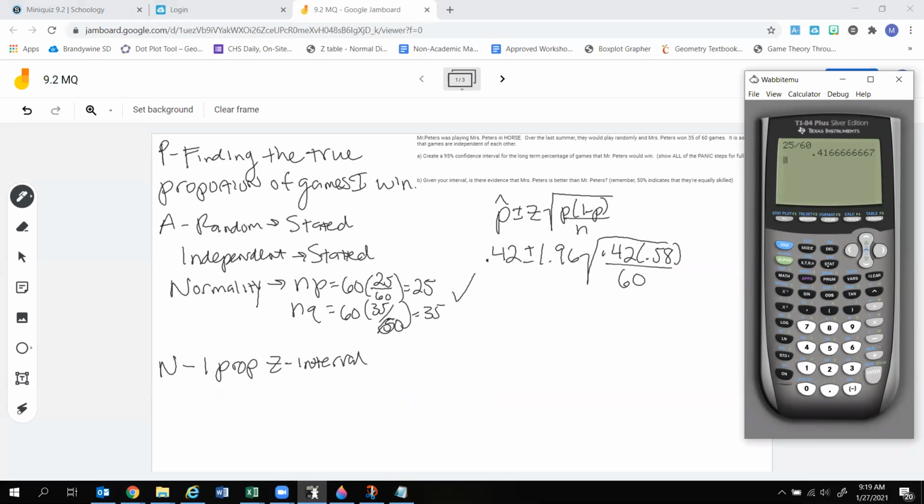All right, if you go under STAT, go over to TESTS, there is a 1-PropZInt. There it is. Then this little menu pops up right here. X, this is the number of successes. Don't put p hat in here. So in this case, we're calculating Mr. Peters winning 25 games. Our n is our sample size at 60. And then for our confidence level, it's 95%. Calculate that, and we get roughly 0.29 to 0.54.